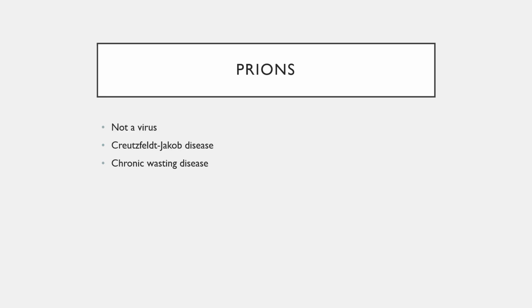Now, prions aren't exactly a virus. They're actually a proteinaceous infectious agent, and they can lead to things like Creutzfeldt-Jakob disease and chronic wasting disease. Both of these are considered transmissible spongiform encephalopathy diseases. Viroids may be ancestors to modern viruses, and most cause disease to food crops like potatoes, tomatoes, and coconuts.